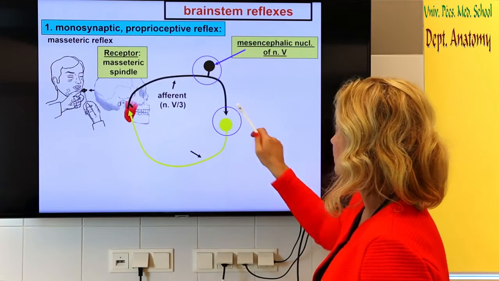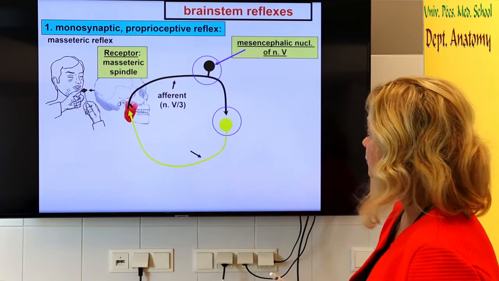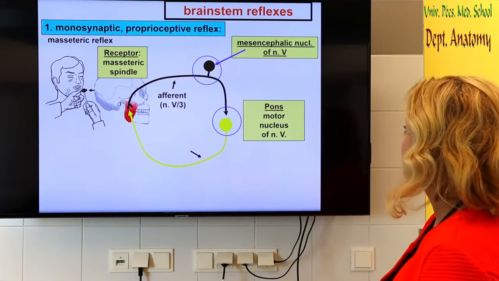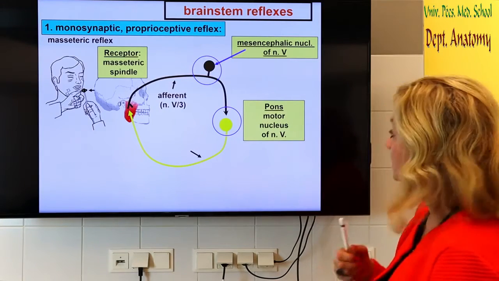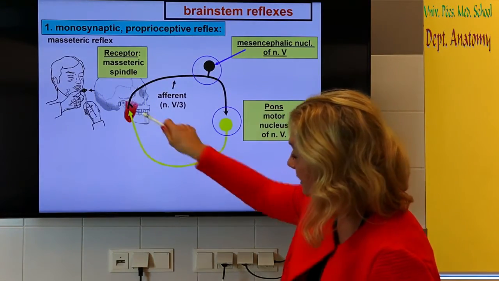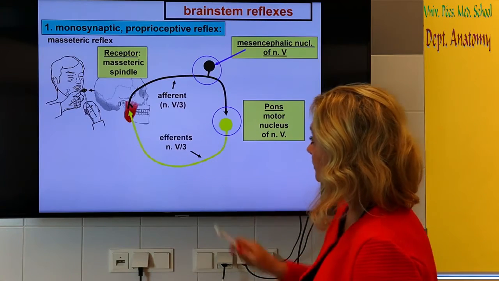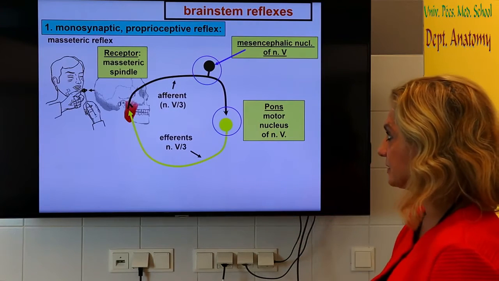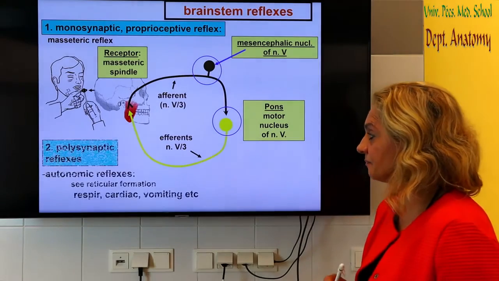It has pseudo-unipolar nerve cell bodies, and the central process goes to the pontine nucleus or principal nucleus, the motor nucleus in the pons, motor nucleus of the trigeminal nerve, and then the monosynaptic reflex is closed. And obviously the efferent is also going with the trigeminal nerve, the motor branch, to the muscle. So this is the monosynaptic reflex of the brainstem.